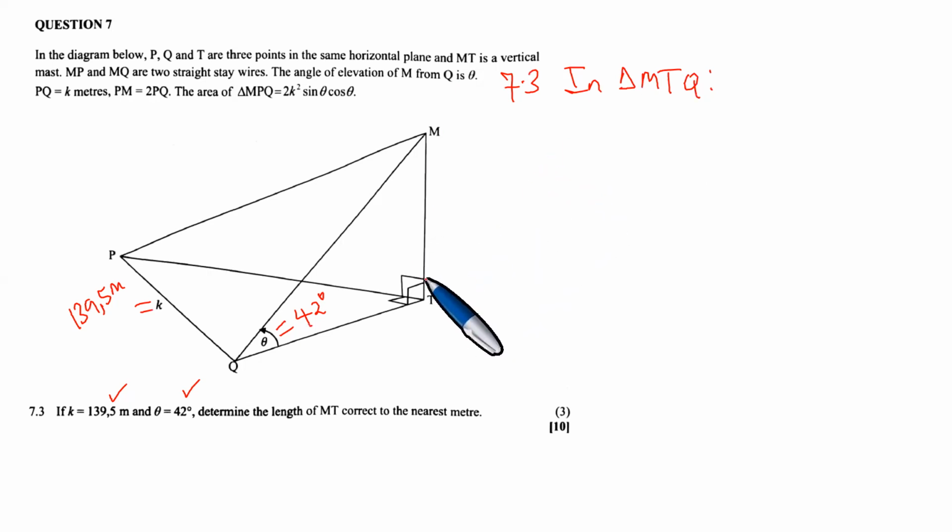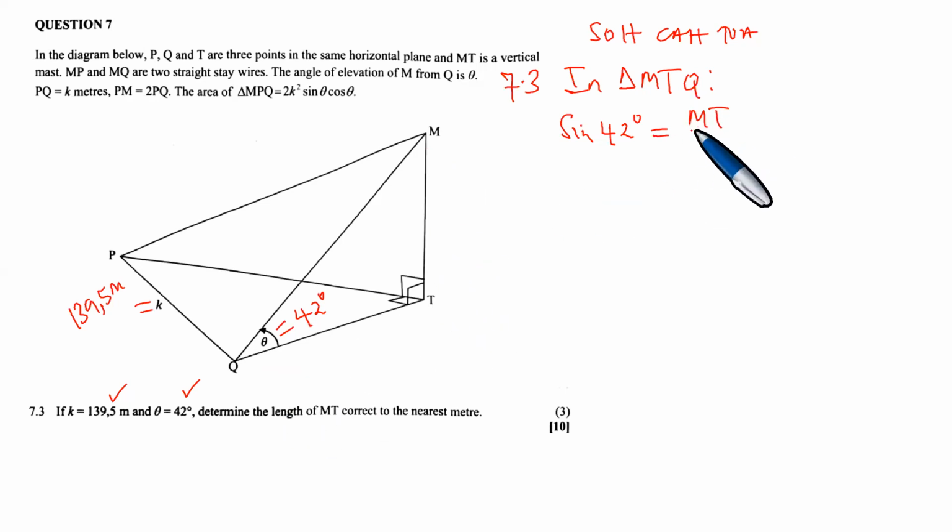We want MT, but we also need to relate that to what we know. We already know MQ, so we're dealing with the opposite, and the hypotenuse is of interest to us. So we have SOHCAHTOA: the opposite over the hypotenuse is the sine function, so we're going to use the sine. So we have the sine of 42 degrees, which is the same as MT, the opposite, over MQ, the hypotenuse. So we get the result.